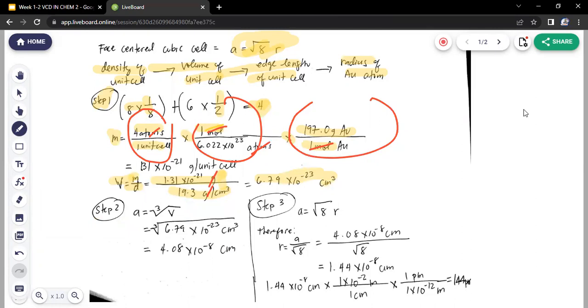The next thing that you need to do is, this is step 2 here. Because the volume is length cubed, we have to take the cube root of the volume of the unit cell for us to obtain the edge length of the cell.